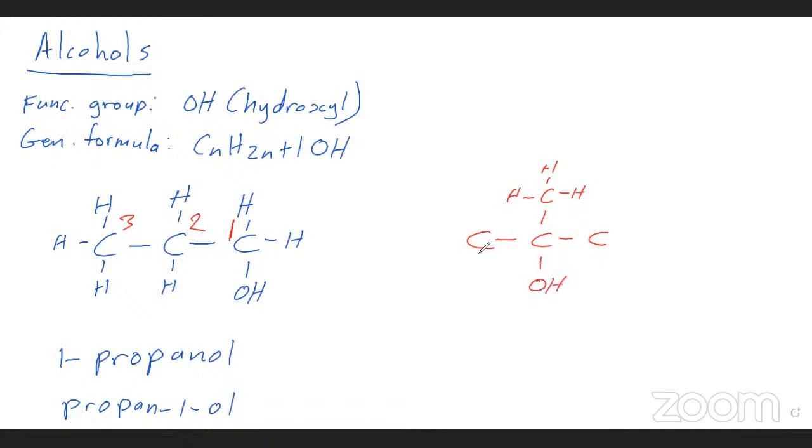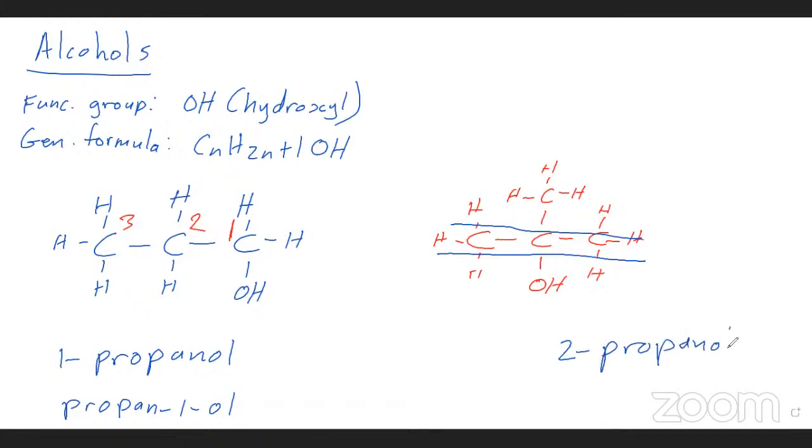What would be the name of this alcohol? How many carbons are in this straight chain? In the longest? Three. All right. So if it is three, what would be the name? 2-propanol. Is there anything else that we should add? 2-propanol. That is correct.